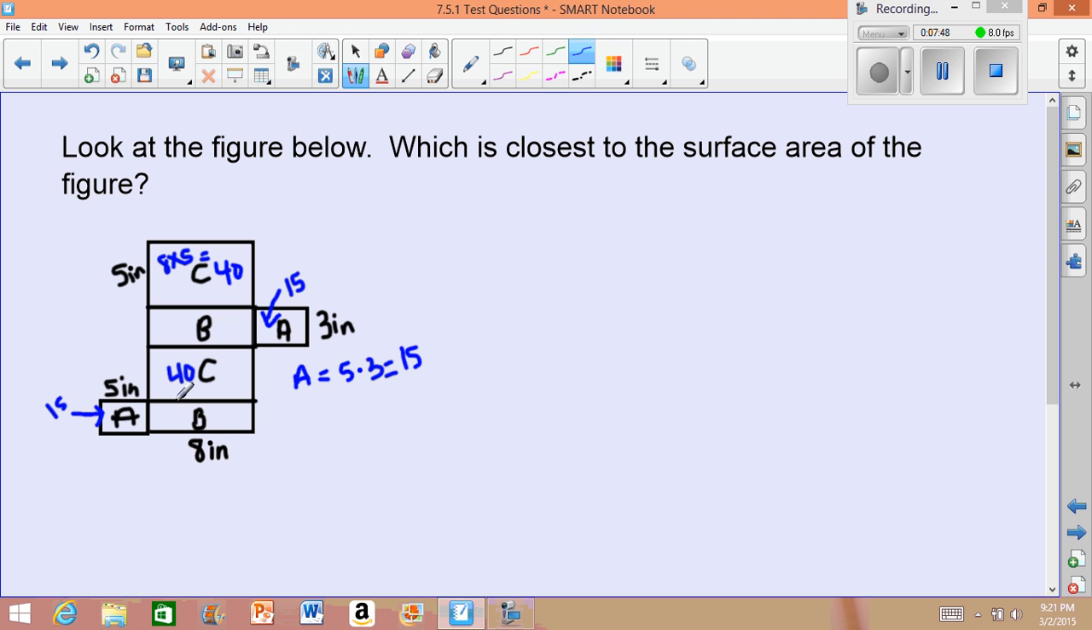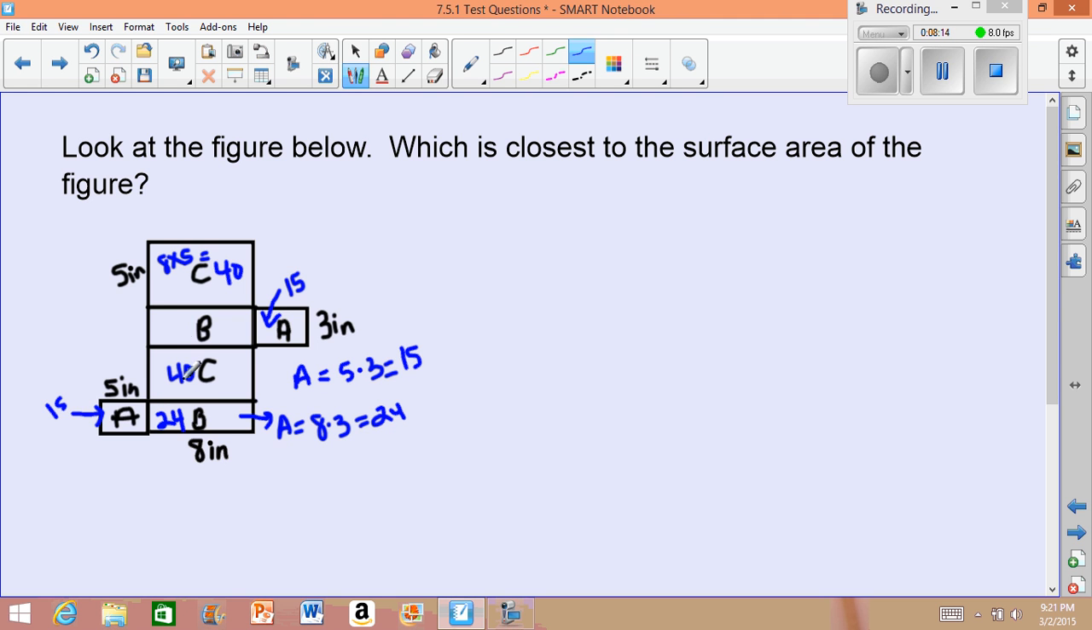So the only one we have left to do is B. So I know B is 8 across the bottom, and it's also this length right here, which is 3. So our B's are 8 by 3. So 8 times 3 is 24. So that means our rectangle B's are 24.